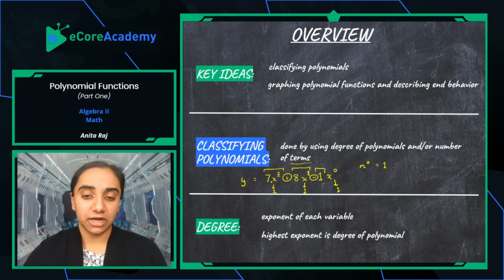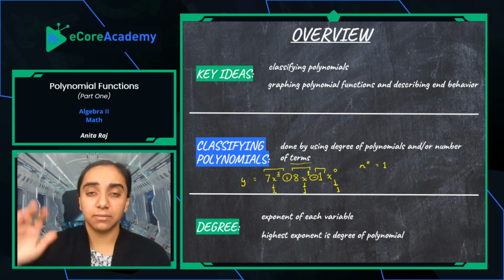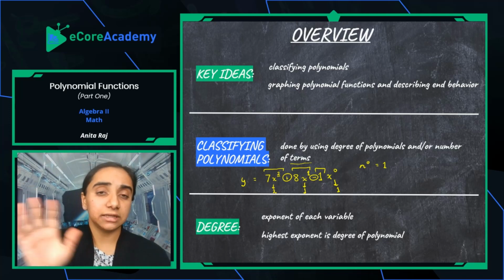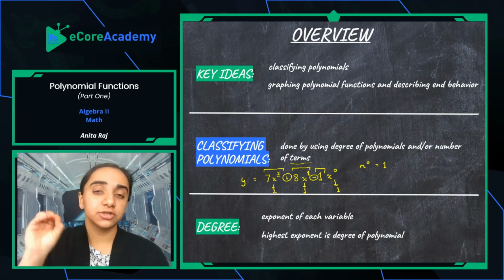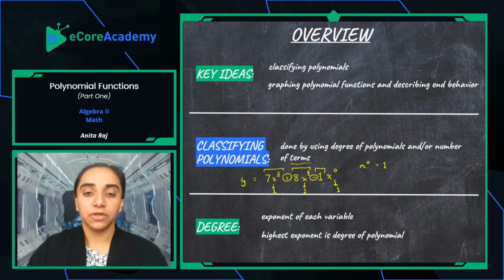Remember addition and subtraction. If you look here, the 7x squared is technically, if I expand it, it's 7 times x times x. However, the 7 and the x's are separated by multiplication, so that doesn't count as separate terms. They're all grouped into one term. Terms are separated by addition and subtraction. So therefore, this polynomial can also be classified by saying it has 3 terms.